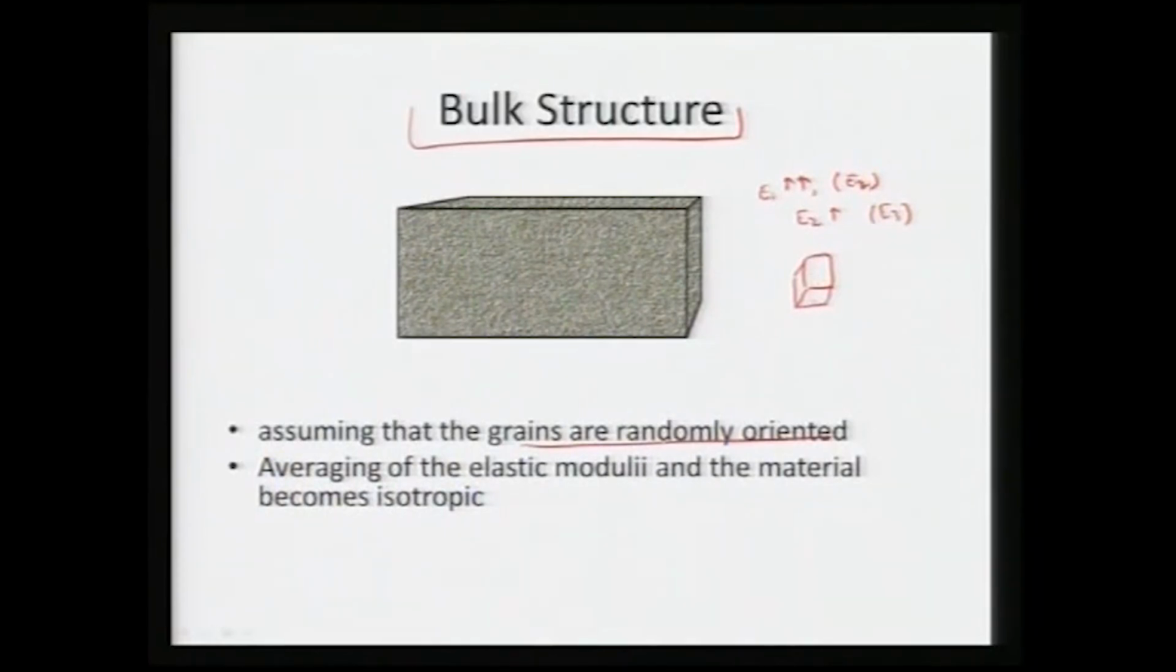So, we might see our x direction, z direction and y direction. Maybe Ex was pretty high along one direction. Now what we can see is that the grains are randomly distributed.